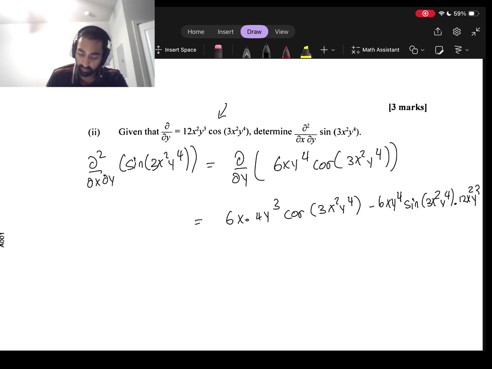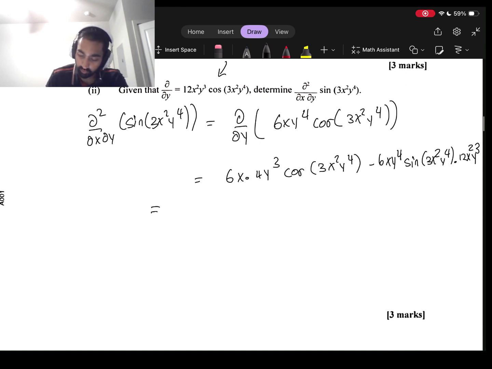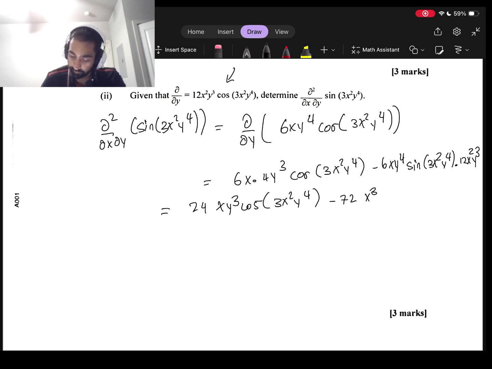So then I could just simplify all of this. 6 times 4 is 24, and then xy cubed cosine 3x squared y to the 4, and then here 6 times 12 is 72, so minus 72. x times x squared is x cubed, and then y to the 4 times y cubed is y to the 7. Sine of 3x squared y to the 4. It'd be a little nice if they told you what the final answer should be for this one rather than part A, but I mean, they didn't, so you just have to make sure you don't make any algebra mistakes.